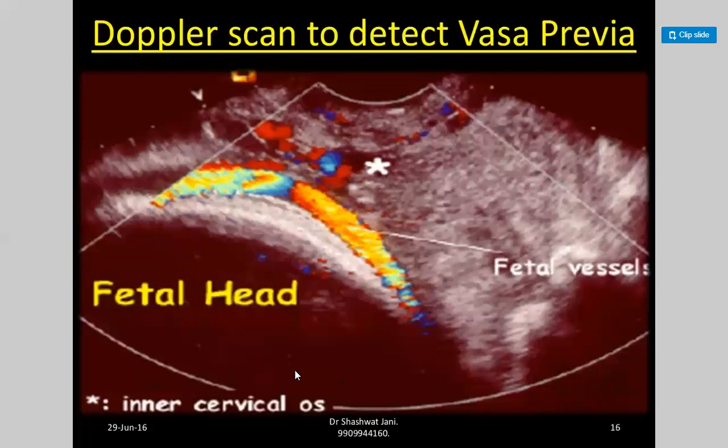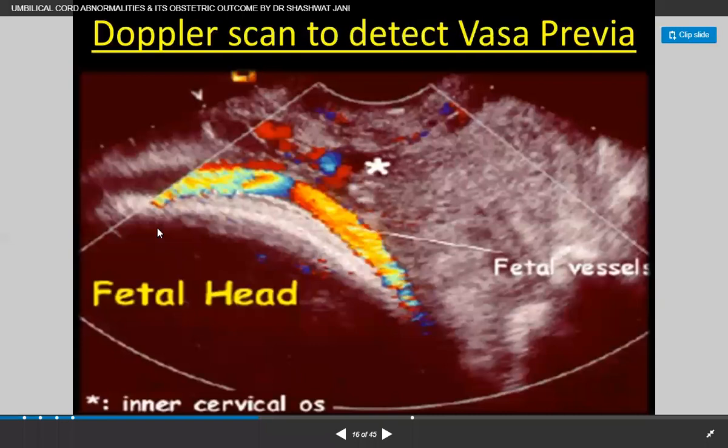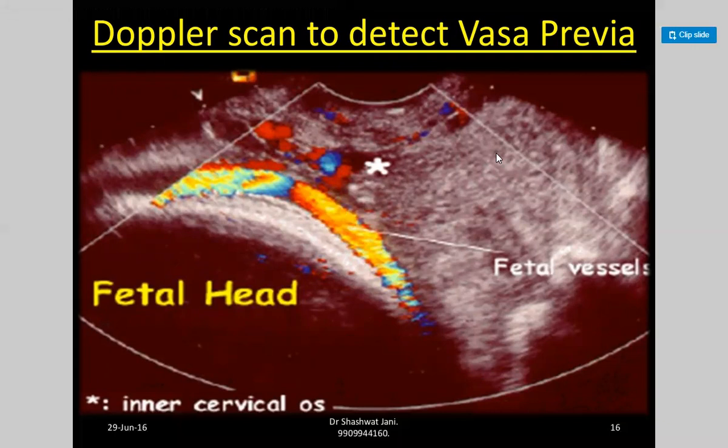Now, this is how the Doppler scan detects the vasa previa. That is what we are seeing. This is the head of the fetus, and these are the fetal vessels. The fetal head is the presenting part. This is the internal cervical os, and we are seeing that these vessels are present. That is how vasa previa is seen clinically during a Doppler scan.